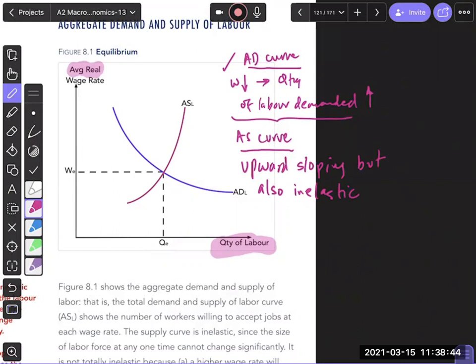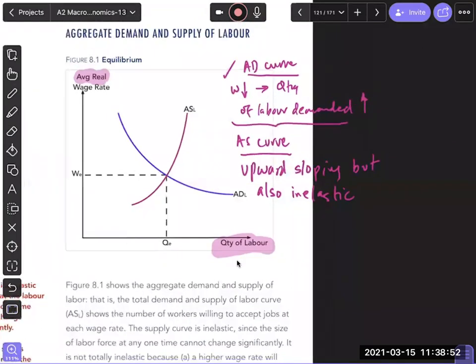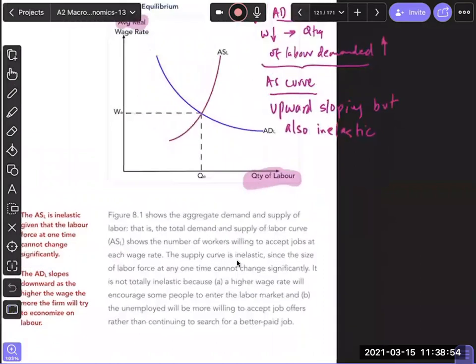So there are two things we want to talk about. Why is it upward sloping? And number two, why is it inelastic? So let's talk about why it is upward sloping and inelastic.